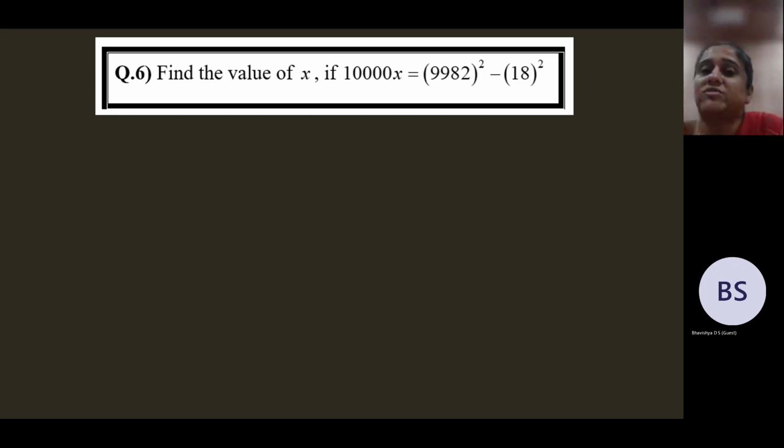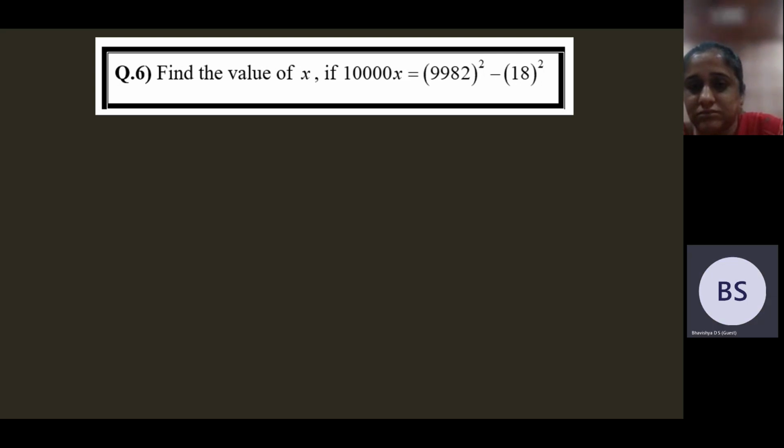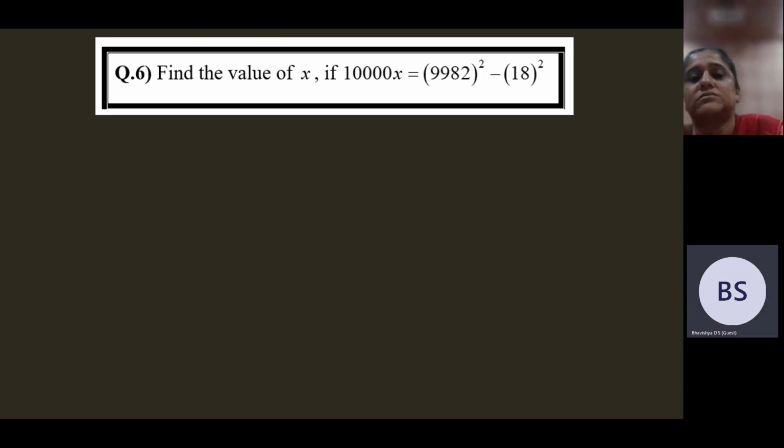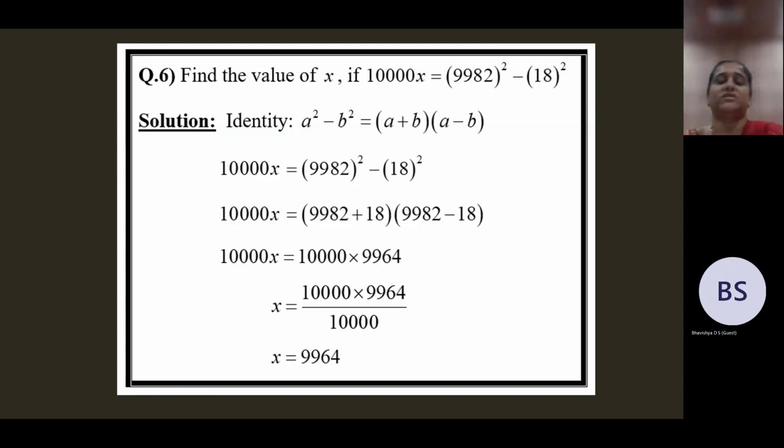So how will you write a plus b? 9,982 plus 18, ma'am. Very good. And a minus b will be? 9,982 minus 18, ma'am. Very good. That's all. See here. So I've just mentioned the identity here.